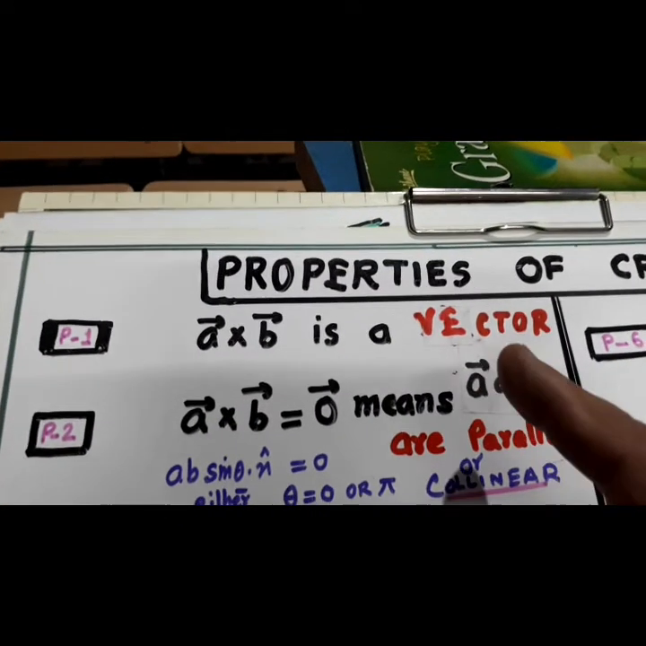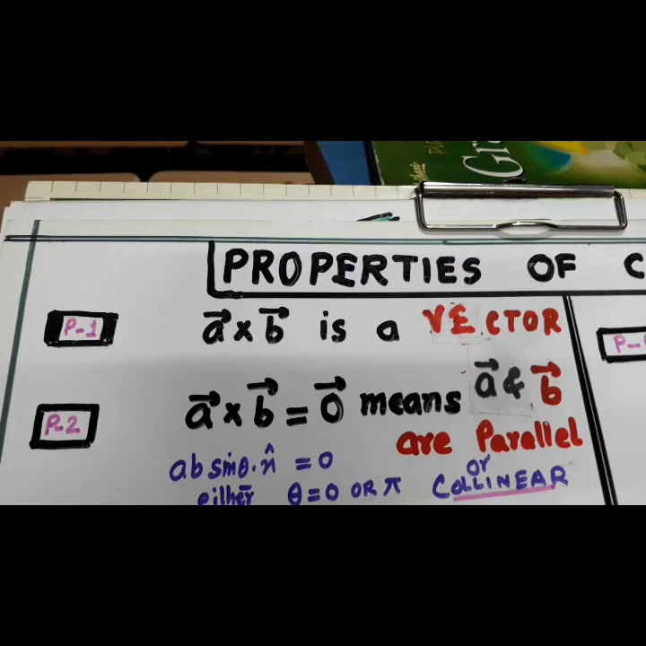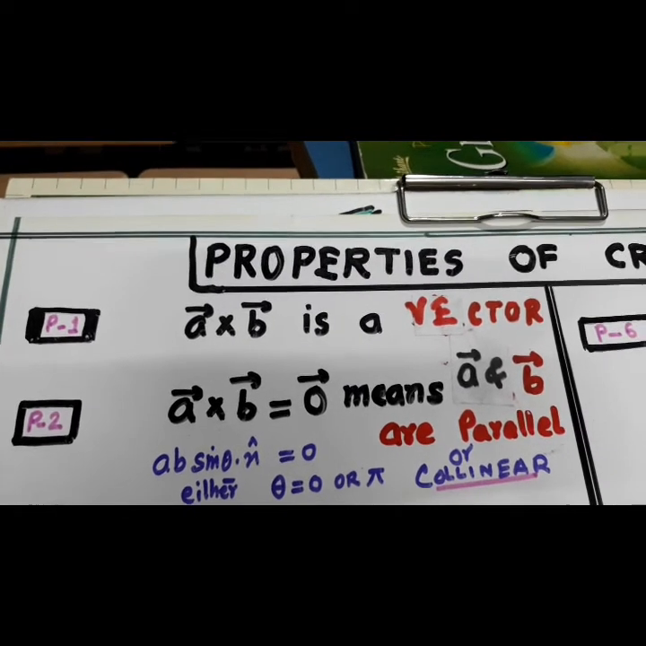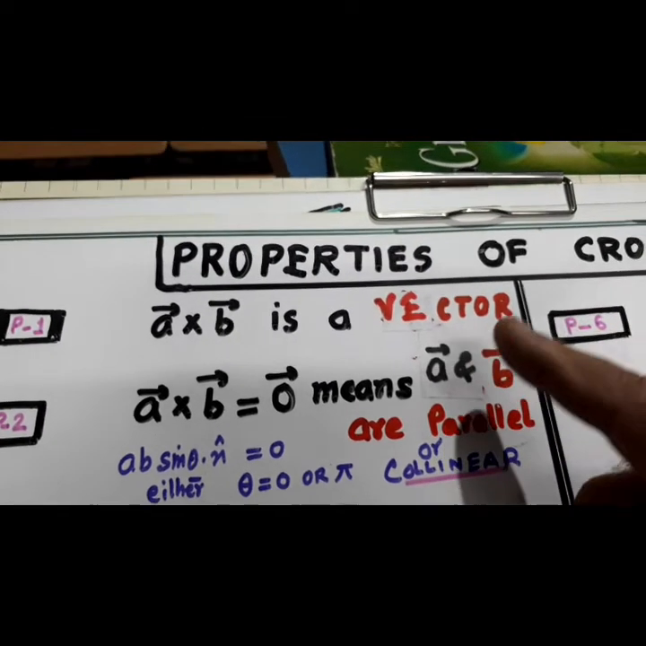A cross B is a vector. A dot B क्या था? Scalar product. See, it was a scalar. Now it is a vector. Result is a vector.